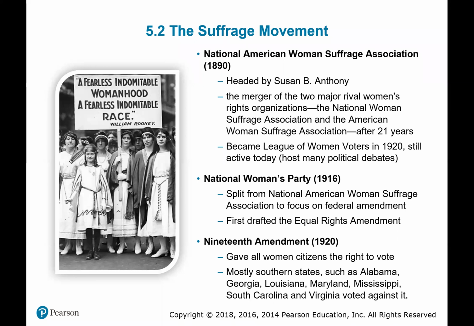The National Women's Party in 1916 split from the National American Women's Suffrage Association to focus on an amendment, which became the 19th Amendment. It was passed in 1920, 50 years after African American men were allowed to vote, when women were allowed to vote. Mostly southern states such as Alabama, Georgia, Louisiana, Maryland, Mississippi, South Carolina, and Virginia voted against it. However, it did receive enough votes to pass.